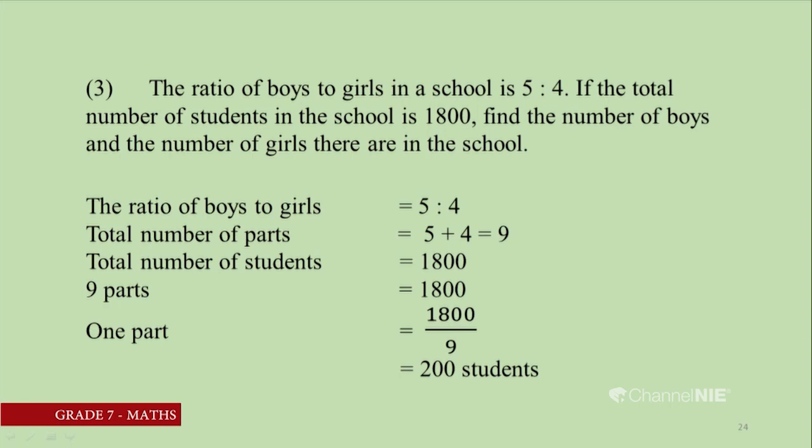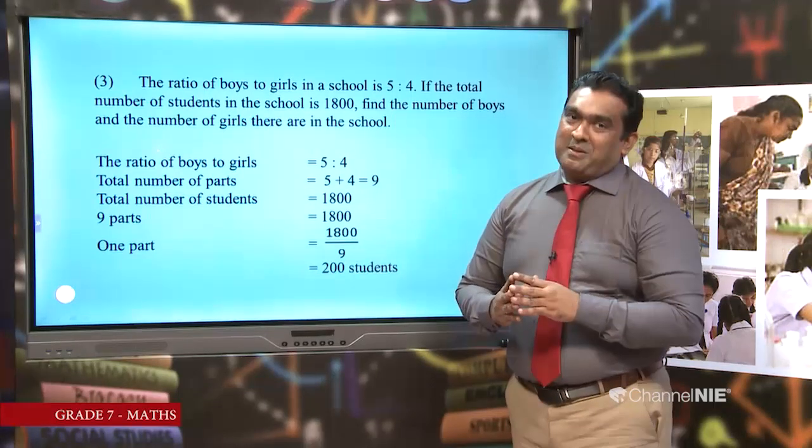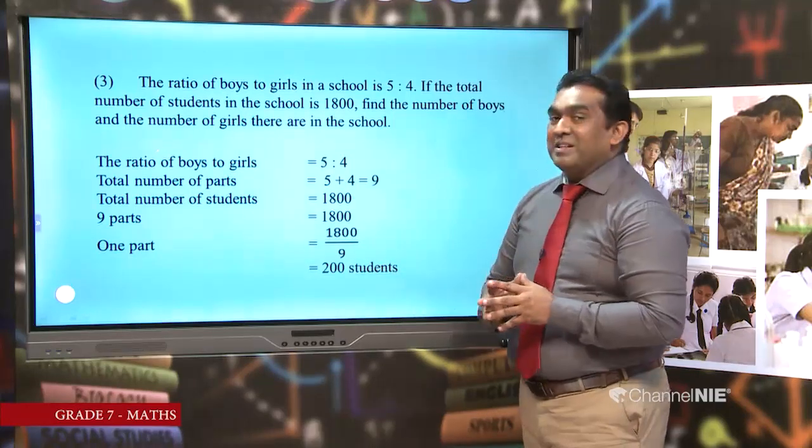The ratio of boys to girls is 5 to 4. Total number of parts 5 plus 4, 9. Total number of students 1,800. To find out the unit value, you have to divide 1,800 by 9. As a result, one part equals 200 students. One part is equal to 200 students.